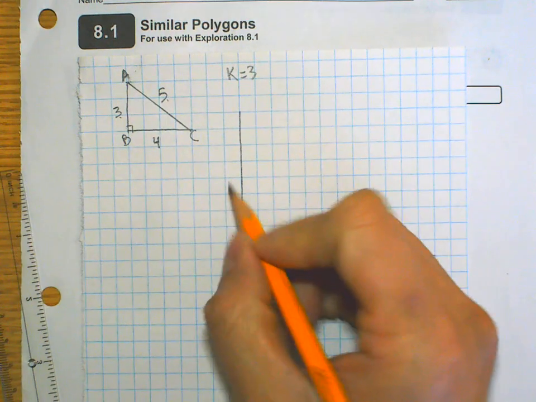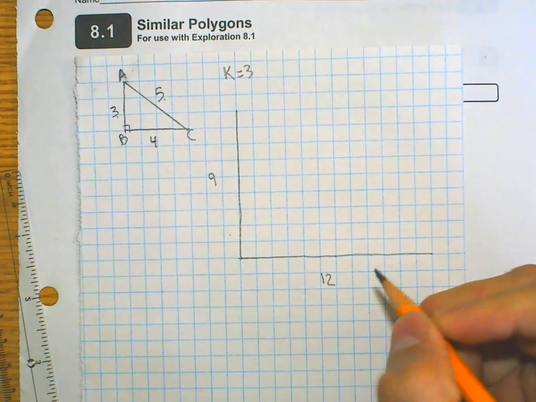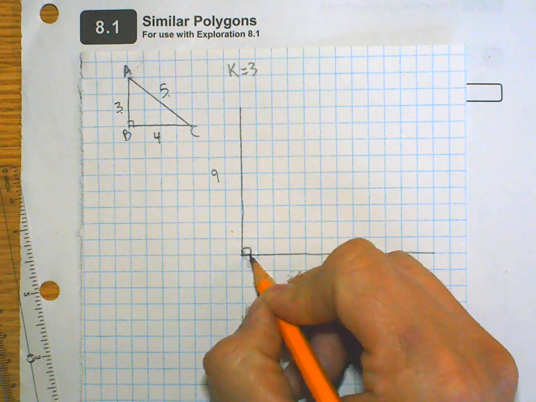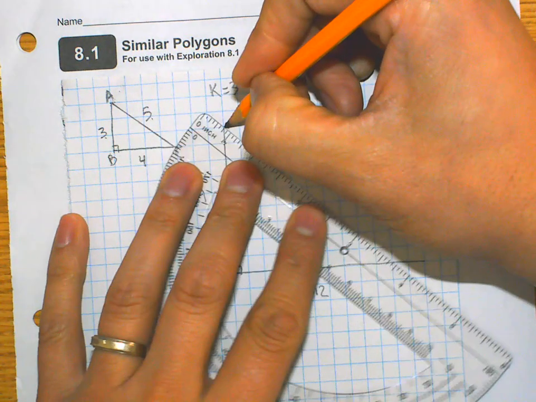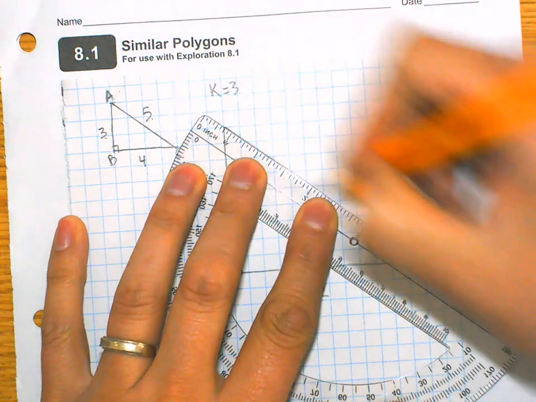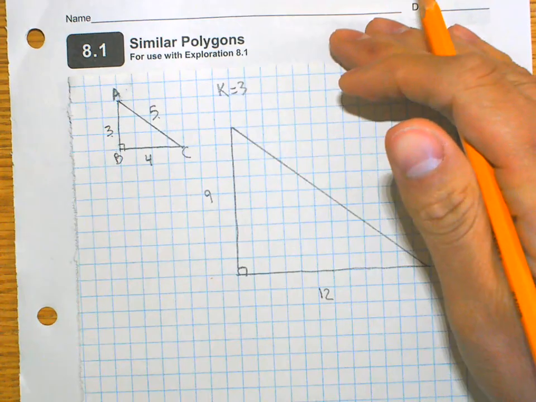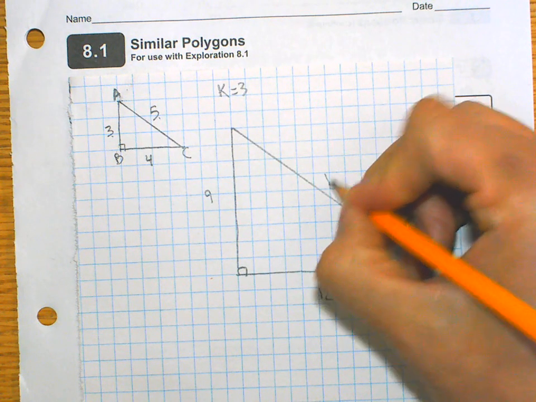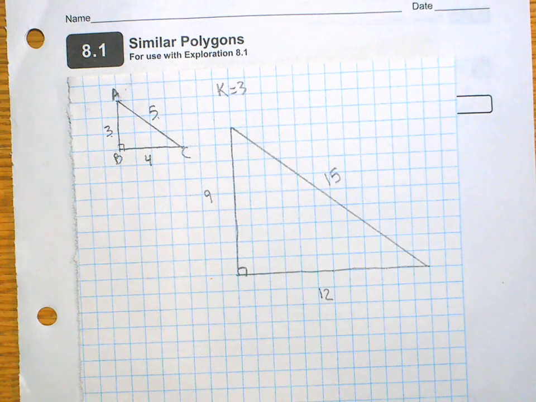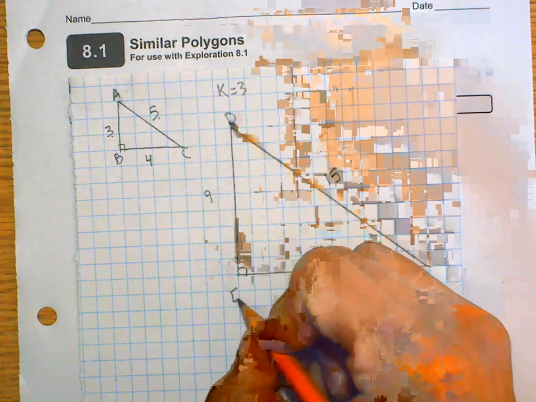Okay, so this length right here is 9. This length right here is 12. And it is, of course, a right triangle. Now, I could do this with any type of triangle, but because I am going to be dealing with an area, I wanted a shape that is going to allow me to find the area very easily. So I know that this length right here is going to be 15. Okay, so I'm going to call this triangle, I don't know, let's call it D, E, and F.